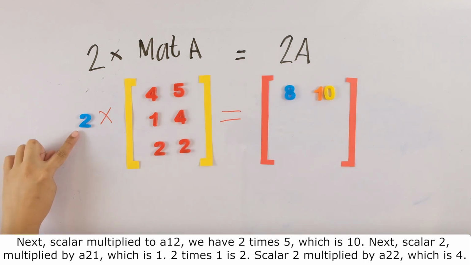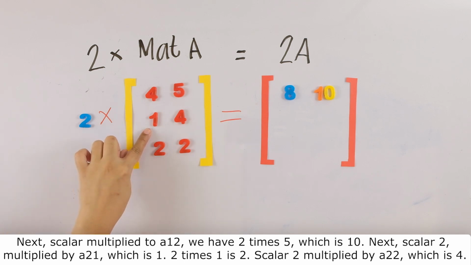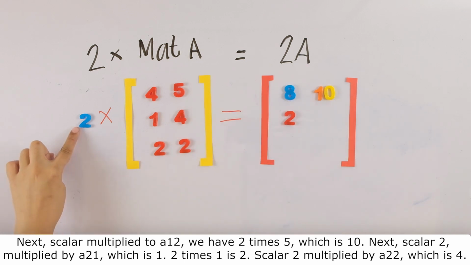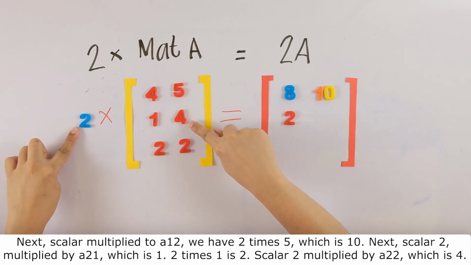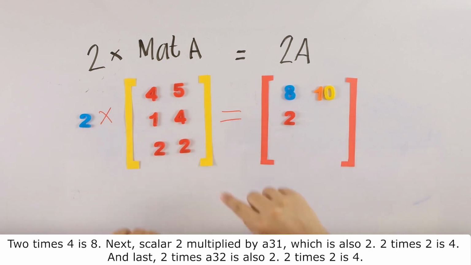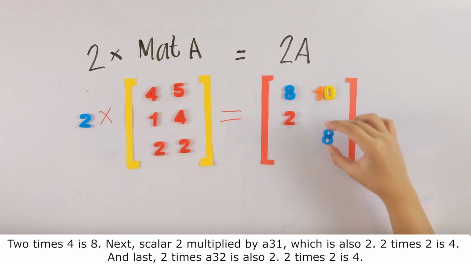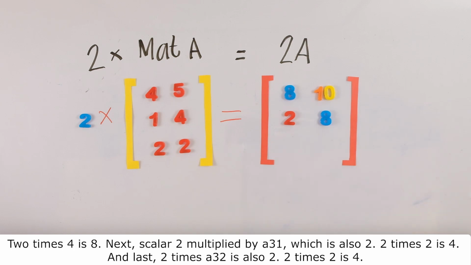Next, scalar 2 multiplied by A sub 2,1, which is 1. 2 times 1 is 2. Scalar 2 multiplied by A sub 2,2, which is 4. 2 times 4 is 8. Next, scalar 2 multiplied by A sub 3,1, which is also 2. 2 times 2 is 4.